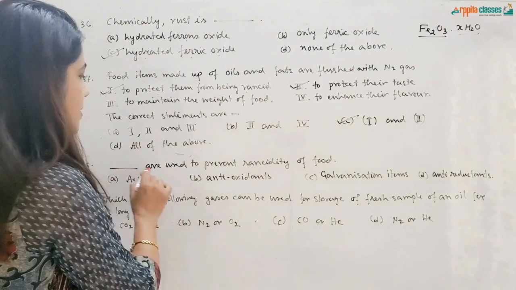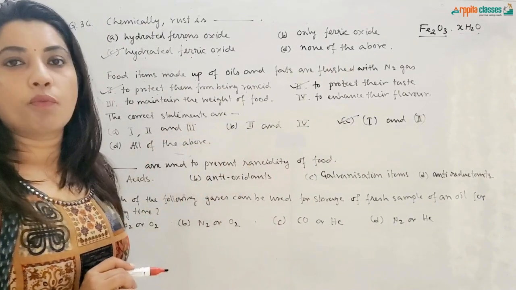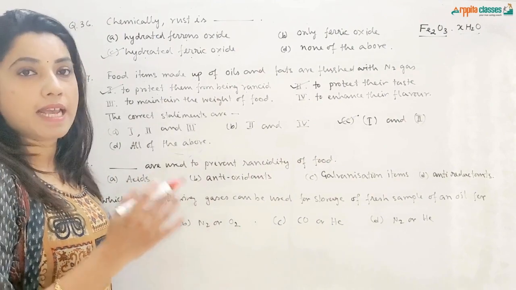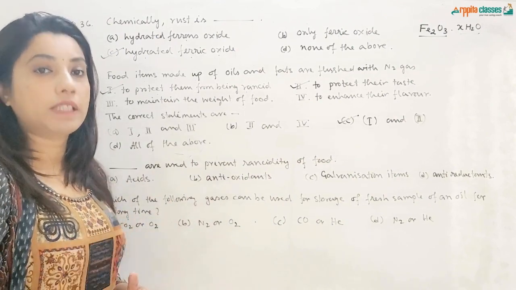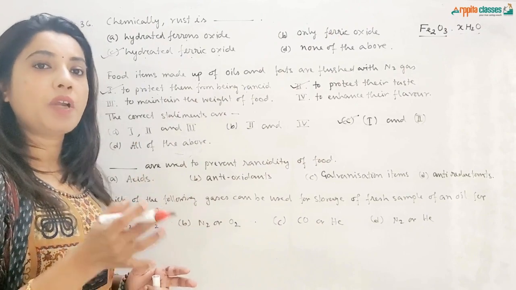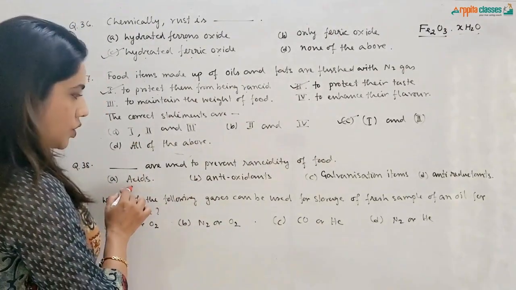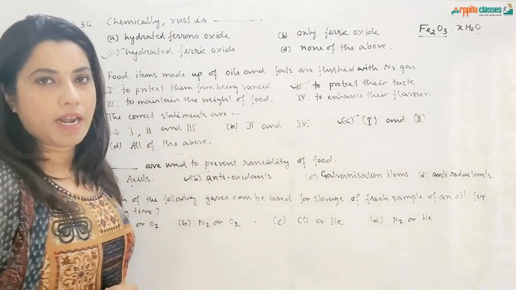Next is, dash are used to prevent rancidity of food. To prevent rancidity, we use antioxidants because rancidity is a phenomenon of oxidation. So we need to use an antioxidant to prevent the oxidation. So acids, no. Antioxidants is the right answer.